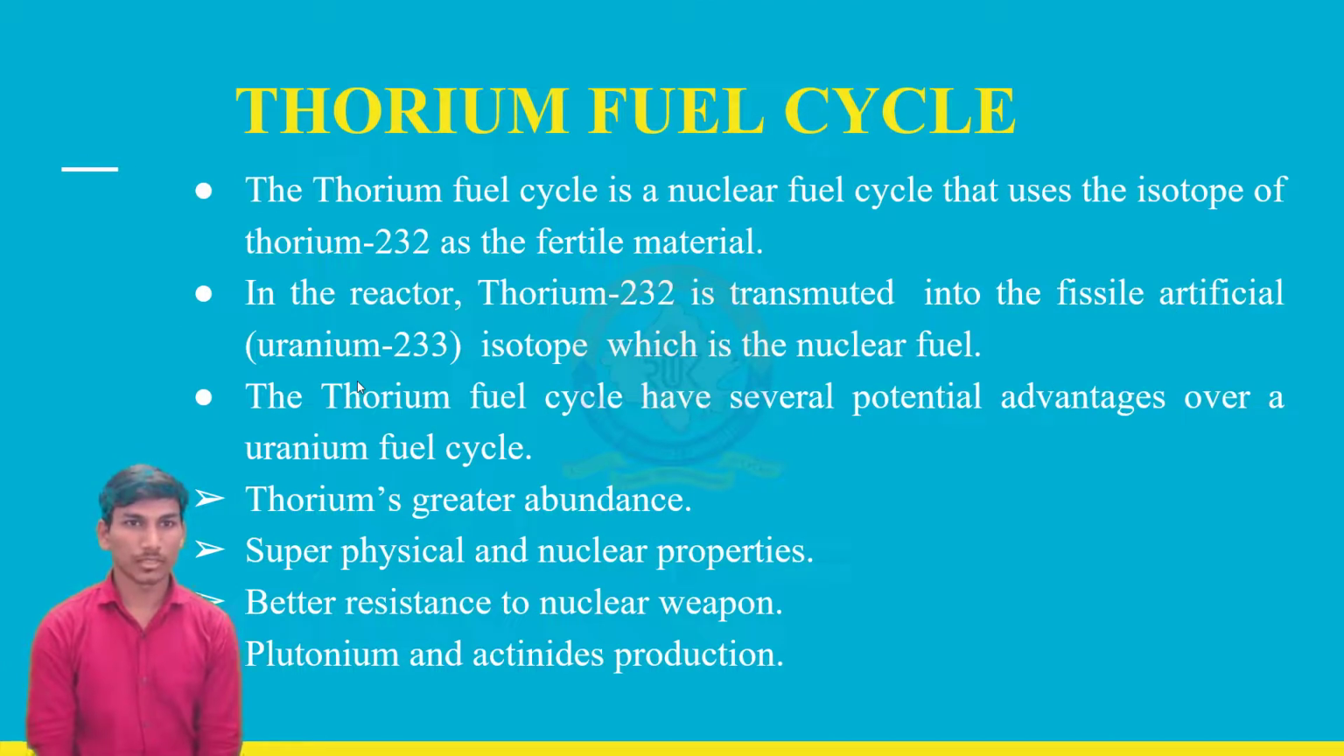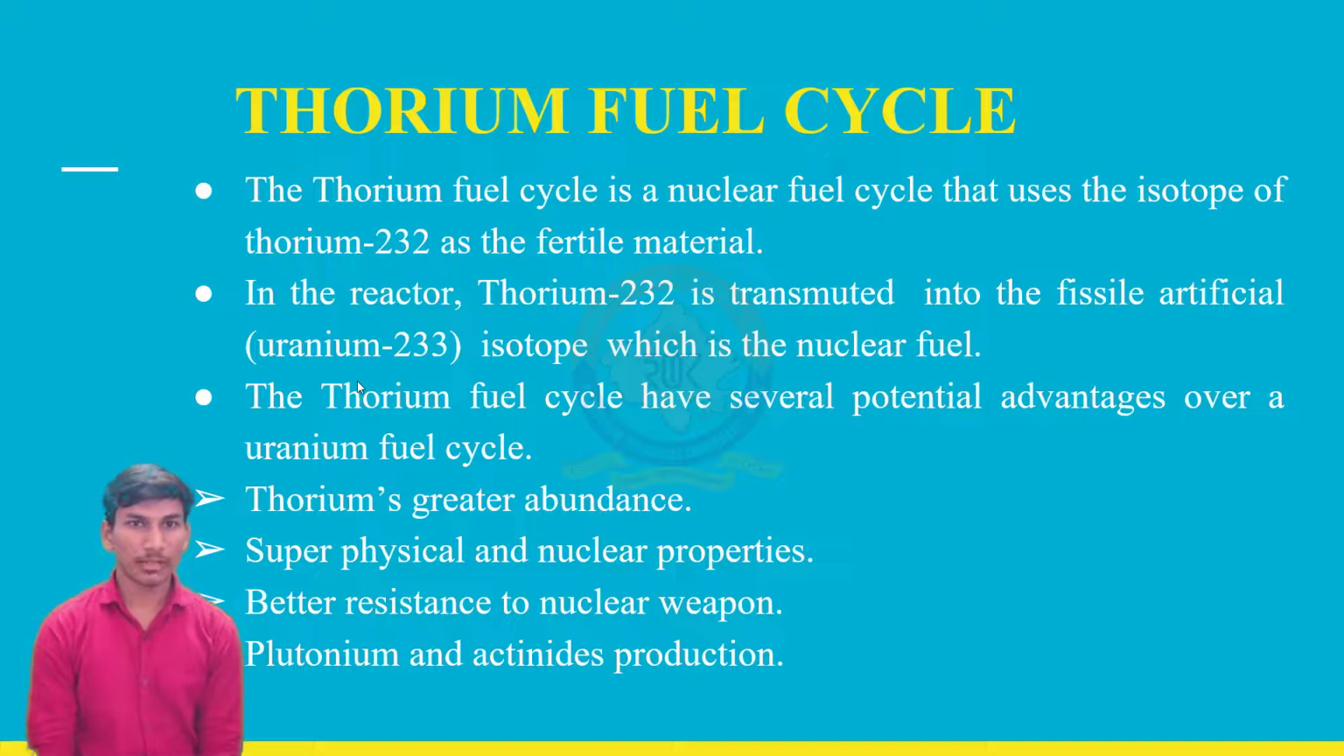Thorium fuel cycle. The thorium fuel cycle is a nuclear fuel cycle that uses the isotope thorium-232 as the fertile material. In the reactor, thorium-232 is transmuted into the fissile artificial uranium-233 isotope, which is the nuclear fuel. The thorium fuel cycle has several potential advantages over a uranium fuel cycle: thorium's greater abundance, superior physical and nuclear properties, and better resistance to nuclear weapons proliferation.